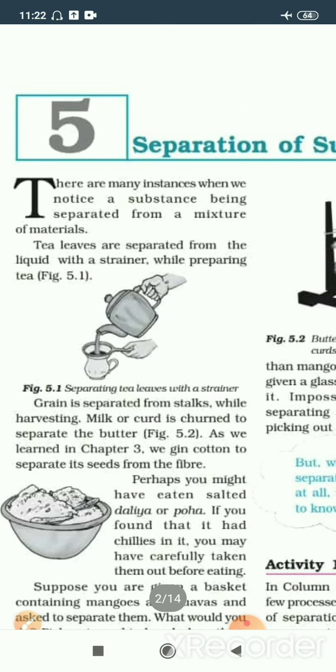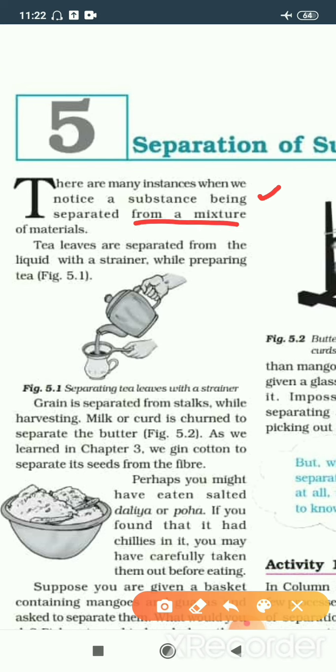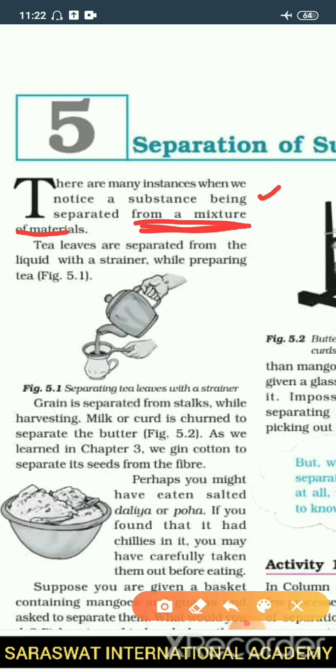There are many instances when we notice a substance being separated from a mixture of materials. That means in our day-to-day life, on a daily basis, we all separate a mixture of materials into different substances. For example, when we are separate wheat flour from solid particles, at that time we separate a mixture of materials.